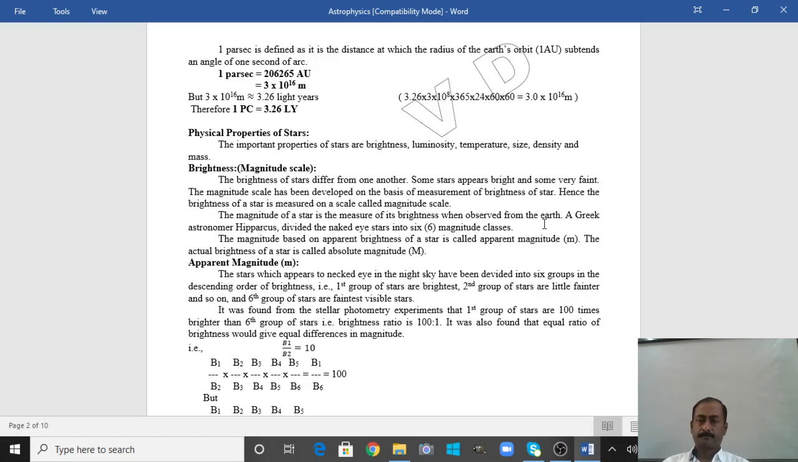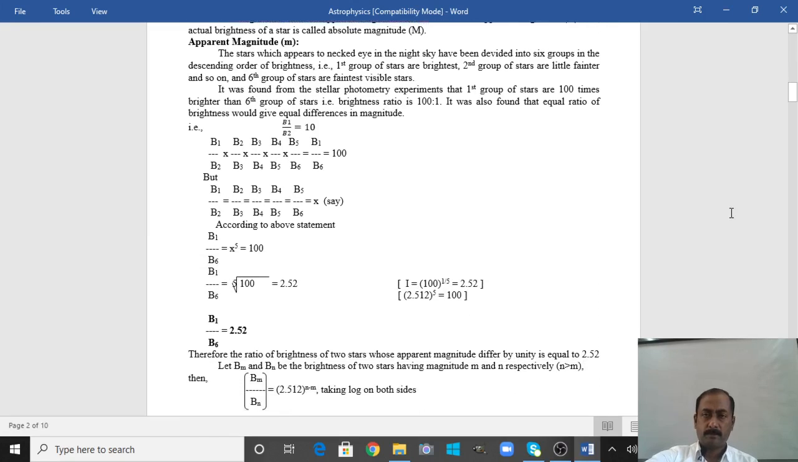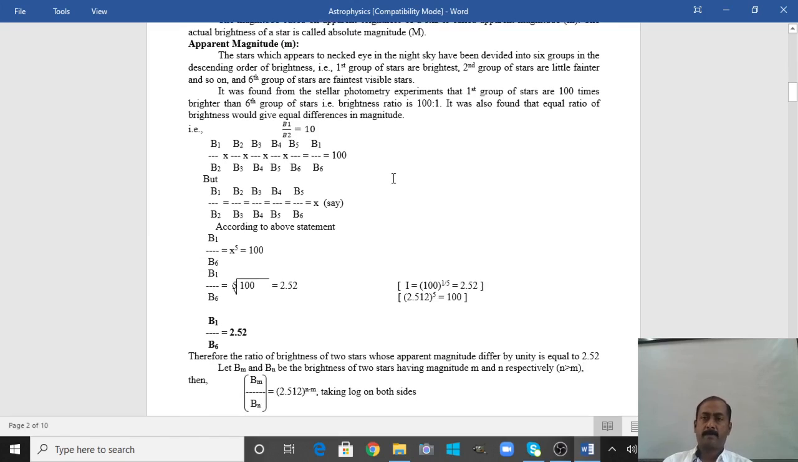According to him, the magnitude based on apparent brightness of a star is called apparent magnitude. It is denoted as small letter m. The actual brightness of star is called absolute magnitude, capital M. What do you mean by apparent magnitude? It is denoted as small letter m.